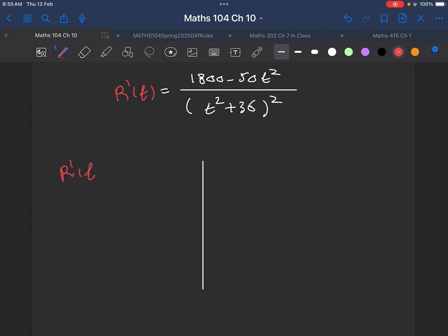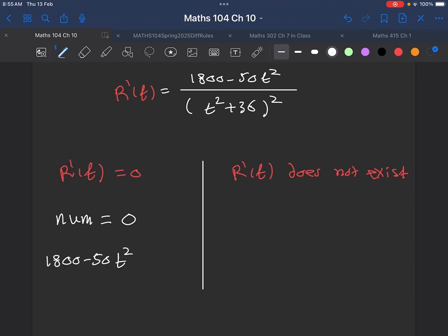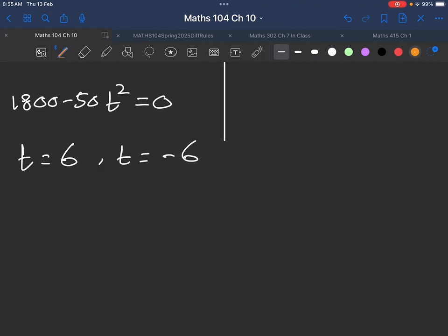Now, for the critical number, we have two options. Either the derivative is equal to 0, or the derivative does not exist. We have to investigate both directions. The reason is that I have a numerator, so the derivative equal to 0 means the numerator equal to 0, and that means 1,800 minus 50t squared equal to 0. Of course, this we can solve by mode 5, 3, and the answer will be 6 and negative 6.